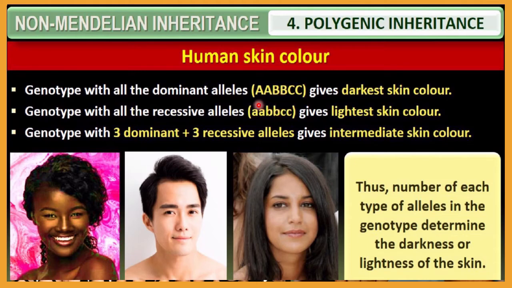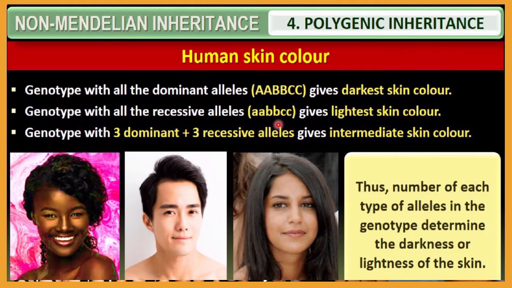So you have to remember, these will define the skin color tone. If more capital letters are present, it is responsible for dark skin. If more small letters are present, it is responsible for lighter skin. And if intermediate is present, for example capital A, small a, capital B, small b, capital C, small c, meaning out of these 6, half is dominant and half is recessive, then intermediate skin color will be observed. So this is the case.